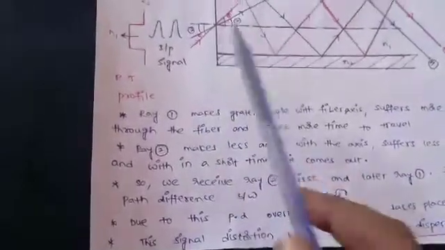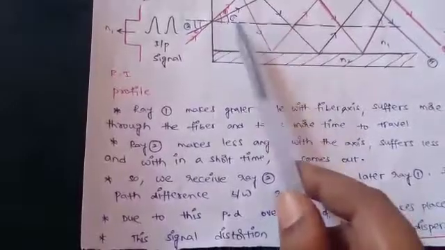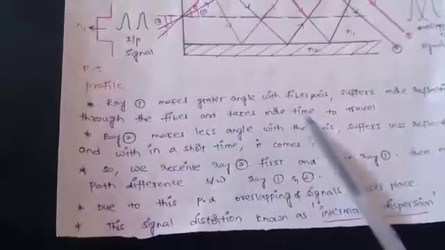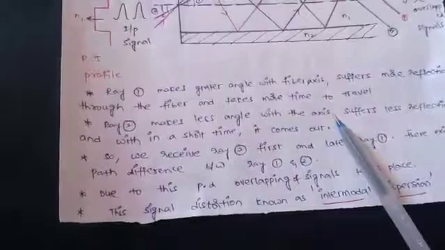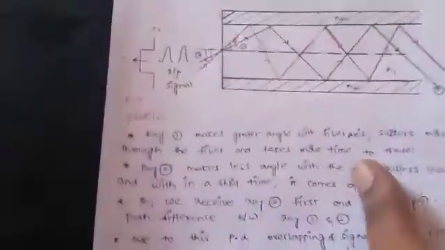Come to the key points. Ray 1 makes greater angle with the fiber axis. So it suffers more reflections through the fiber and takes more time to travel. Ray 2 makes less angle with the fiber axis, as we already told. So it suffers less reflection. Within a short time it comes out. So we receive ray 2 first and later ray 1.